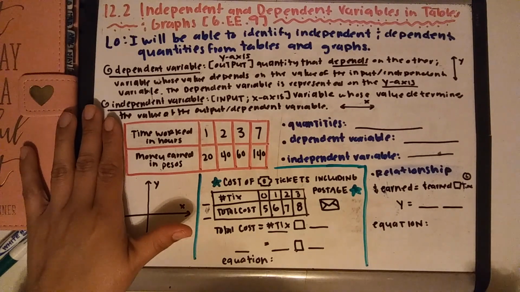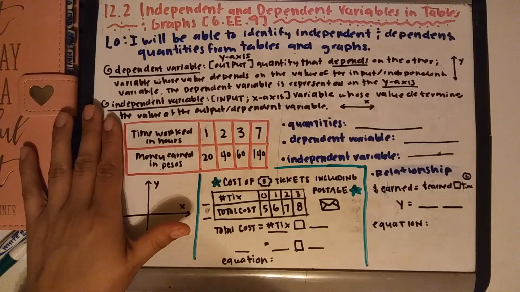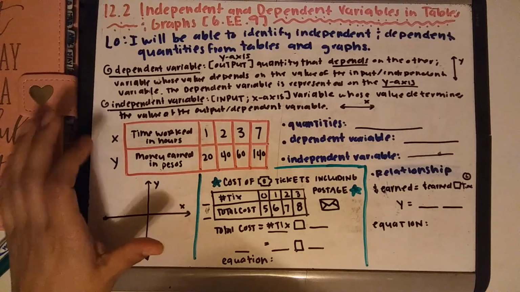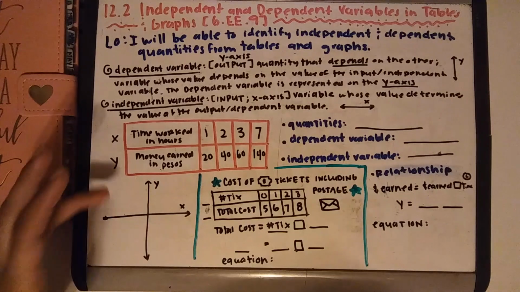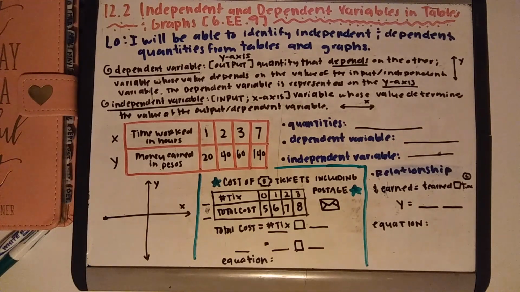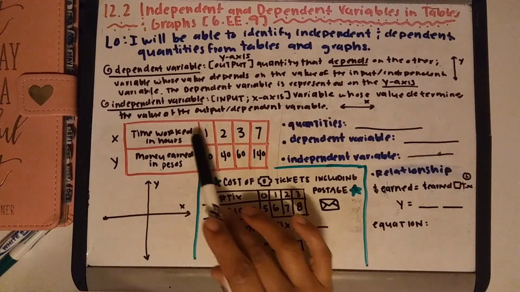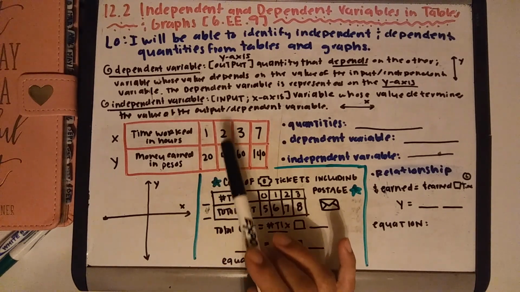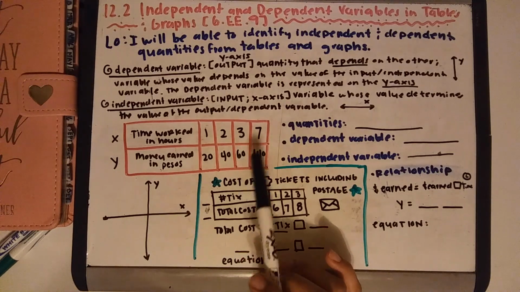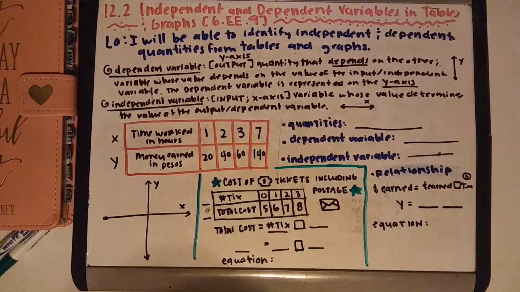Okay, so time keeps on going. Time doesn't stop, so that's not going to be dependent. Like, if we have more money, we're going to have more time? No, time just moves on. So time is your independent variable, so that's what we call x. And then money is going to be dependent on how much you work. So that's going to be my y. Okay, so the hours that I work are going to determine how much money I earn. So we have 1 hour, 20 pesos, 2 hours, 40 pesos, 3 hours, 60 pesos, and 7 hours, 140 pesos.